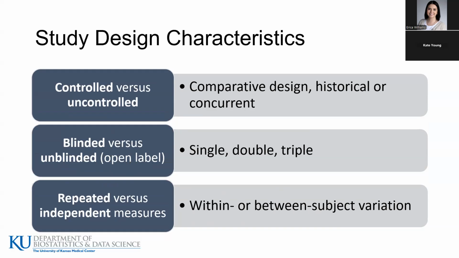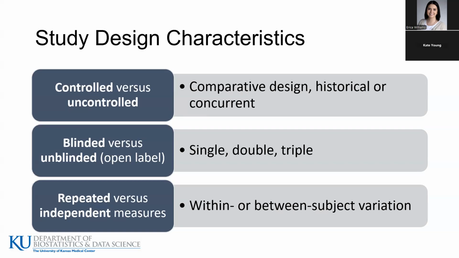So then we also have controlled versus uncontrolled. There are different types of controls we can use. Concurrent, which are controls that receive their intervention at the same time as the intervention group, and then historical, which are controls from a previous study that we can use as the comparator group.